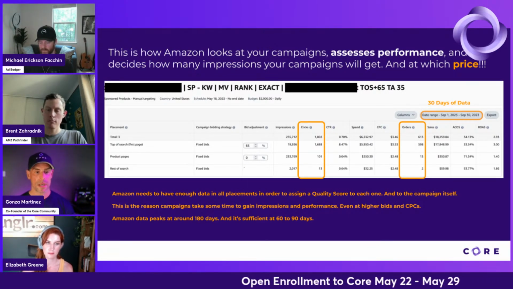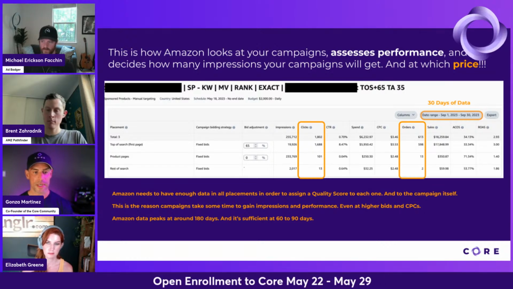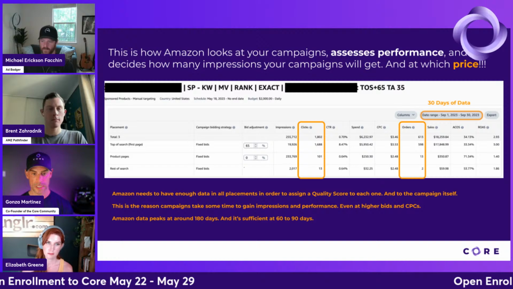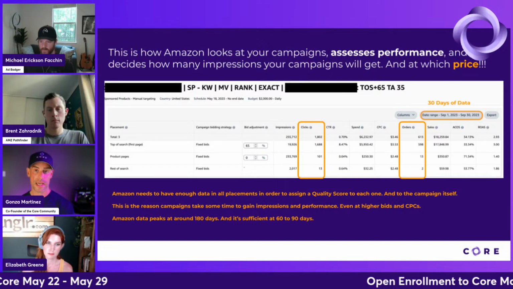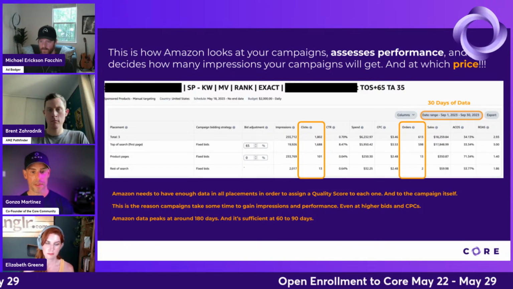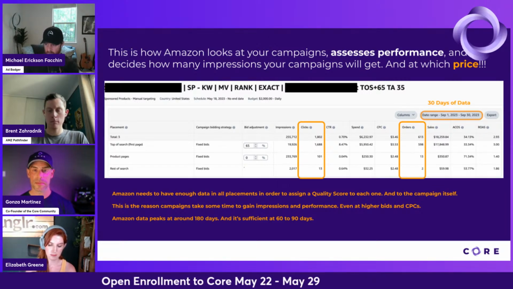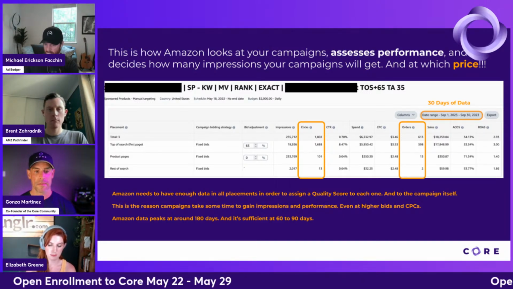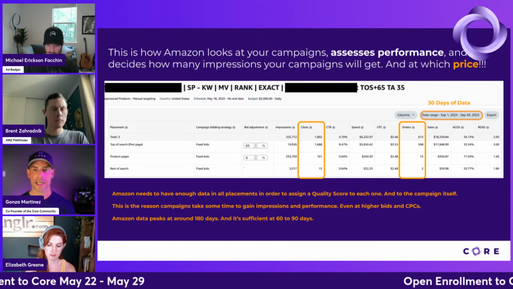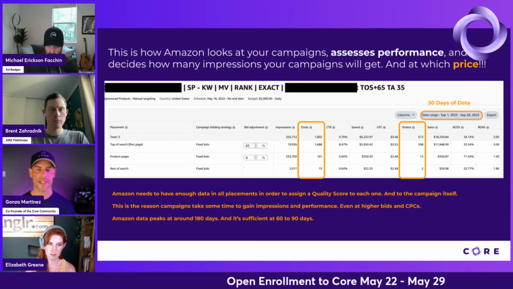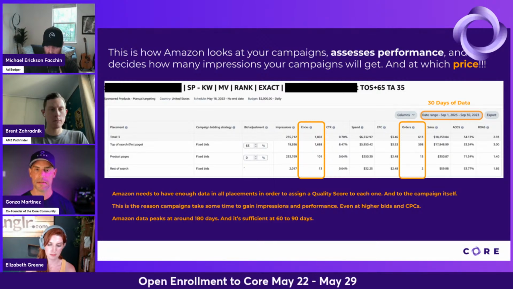So Amazon, as I said, needs to have enough data in all three placements in order to assign a quality score to each one. And then it draws an overall quality score for the campaign itself. And this is the reason campaigns take some time to gain impressions, even at higher CPCs. A great example is you're launching a brand new supplement, for example, and you're throwing bids of $10, $7, $10, $11. Nothing happens.